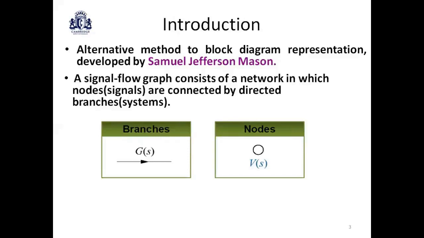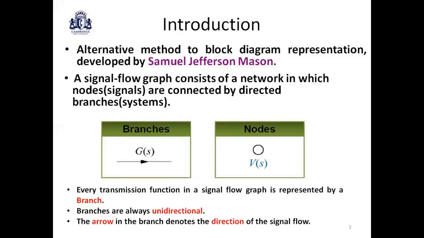The symbol of the signal flow graph is as shown here, in which the nodes represent the signals and the branches represent the systems. Every transmission function in a signal flow graph is represented by a branch. Branches are always unidirectional. The arrow in the branches denotes the direction of the signal flow.